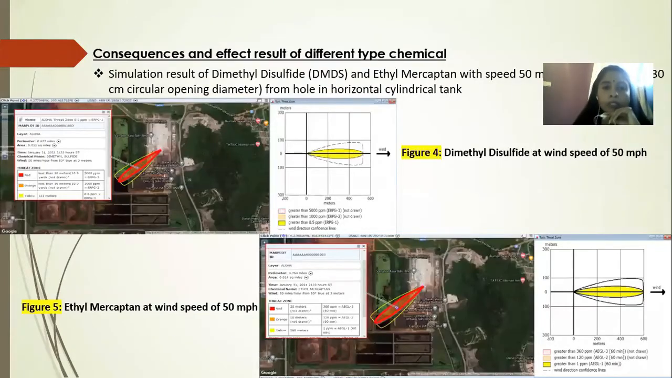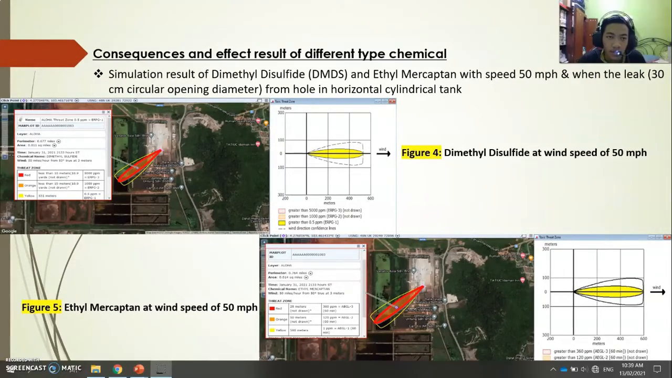So next, the consequence and effect result of different types of chemicals. The simulation results of dimethyl disulfide and ethyl mercaptan with wind speed 50 mph, when the leak is from a 30 centimeter circular opening diameter hole in a horizontal cylindrical tank. This is figure 4 and figure 5. Figure 4 is dimethyl disulfide at wind speed of 50 mph, and figure 5 is ethyl mercaptan at wind speed of 50 mph. So next, my friend will explain more on this.